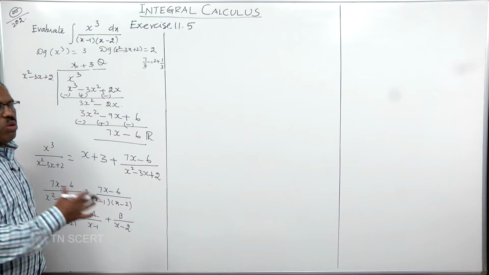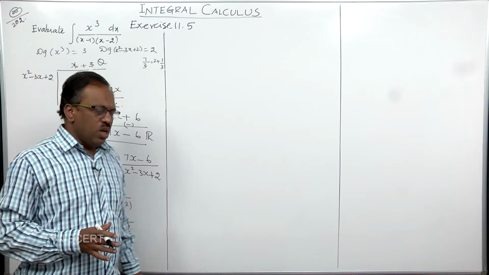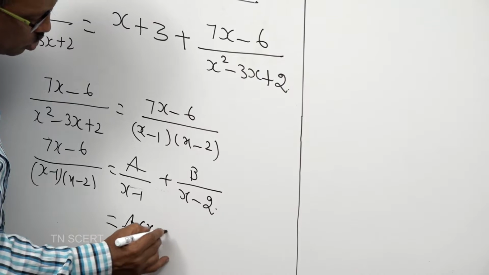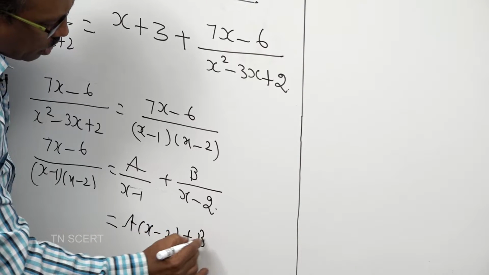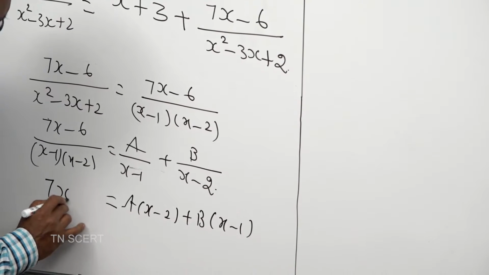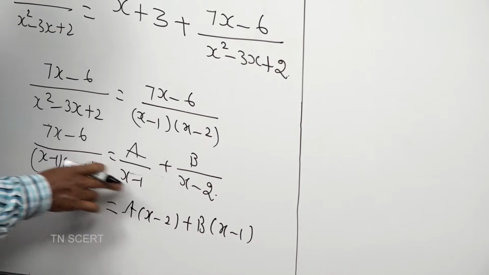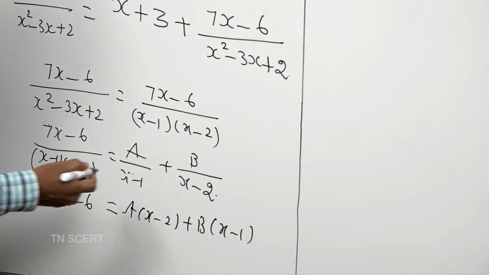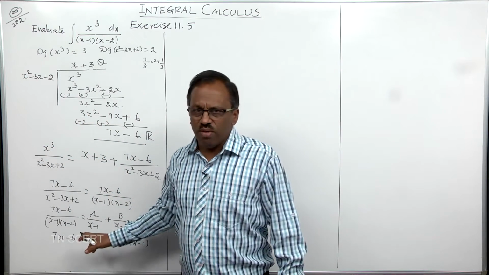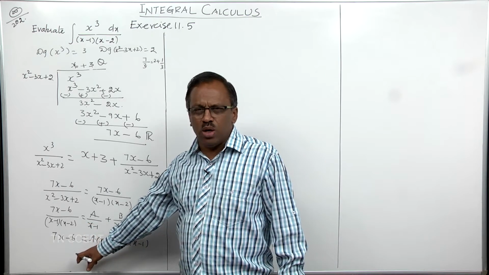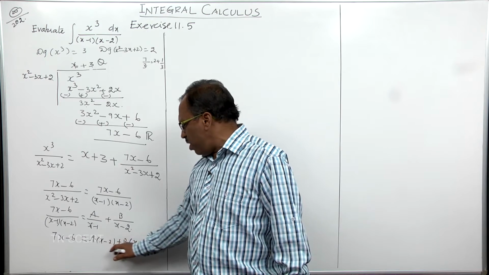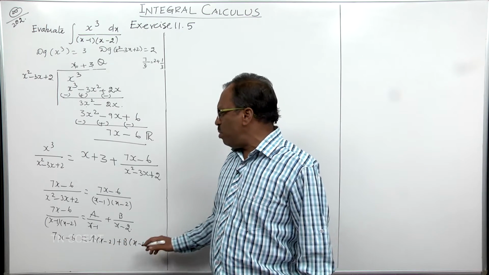So, we have to do the partial fraction process. How to adopt here: a into x minus 2 plus b into x minus 1 equals 7x minus 6. I left out the denominator because it is a common term which you know. I have not written it, remember students, I have not written. If you want, I can do one more step, but it is a waste of time. So better we do this process with the help of this.